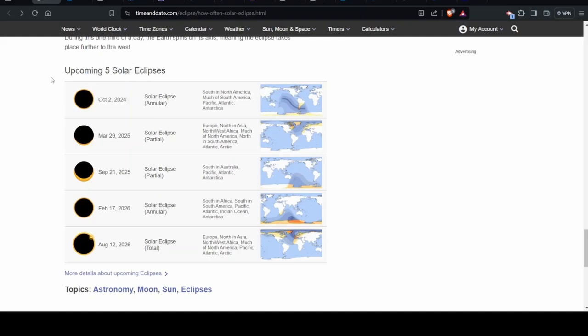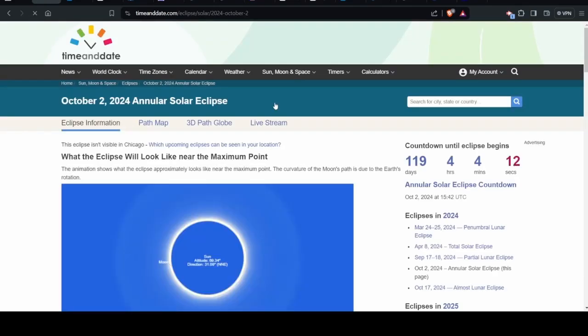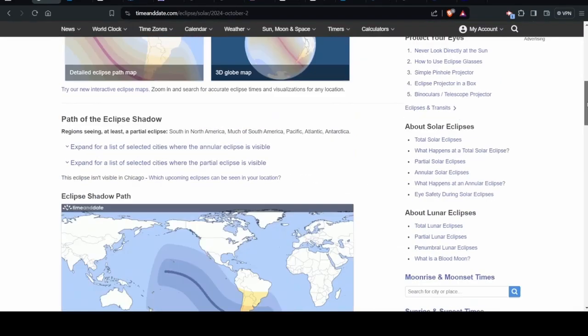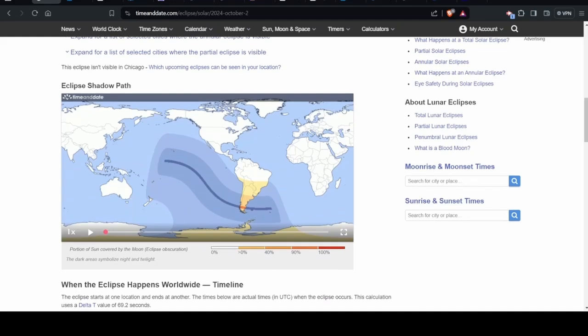So here they've got their 5 upcoming solar eclipses. The next one, October 2nd, 2024. So you're like, oh, cool, we've got another one. But if you look at the picture of where it's going to occur, as I just clicked past it. The eclipse shadow path, the darkest blue stripe here, is the total eclipse, and then the lighter blue areas are partials.